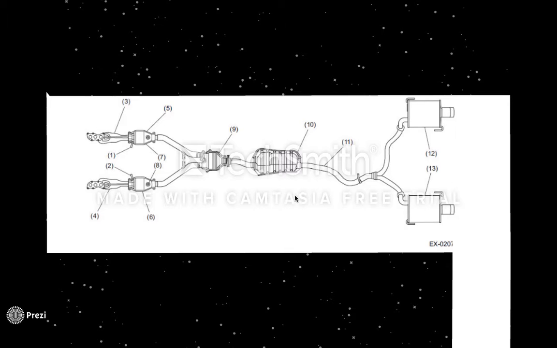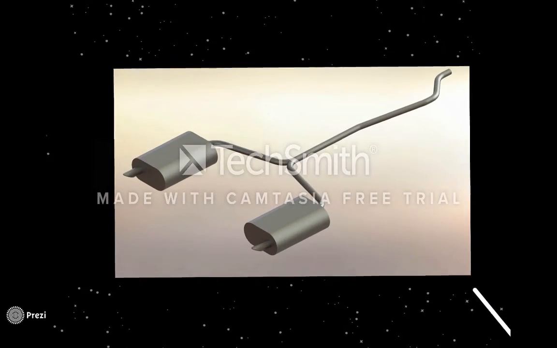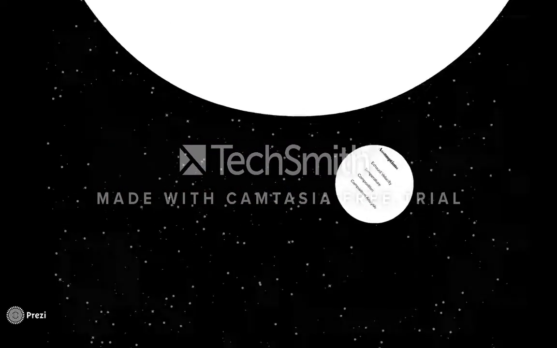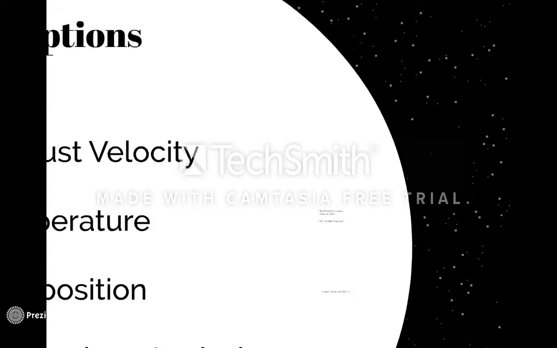Now the one difference that I found between the two systems was this Y back here. Other than that, from the catalytic converter forward, the systems are actually identical. So I ended up modeling the two systems from the cat back. To do this, I had to make a few assumptions. I did some research online, and this is what I came up with.